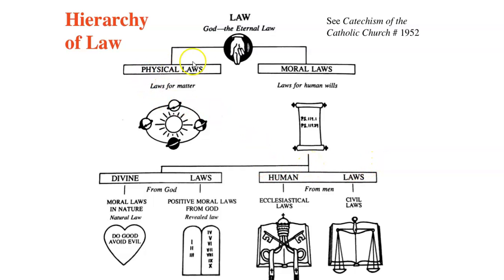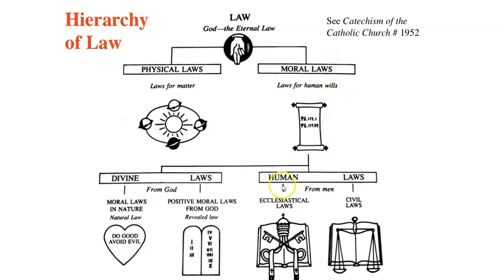So you have the eternal law, which is just the mind of God and how he orders everything in creation. We have physical laws, the laws for matter. So we have the divine moral law, that's the natural law, and remember the synderesis, the first principle: do good, avoid evil. And then you have the positive moral law. That's laws that God gave us in the Ten Commandments and Jesus' teachings. Then you have the moral law. These are laws for human wills.